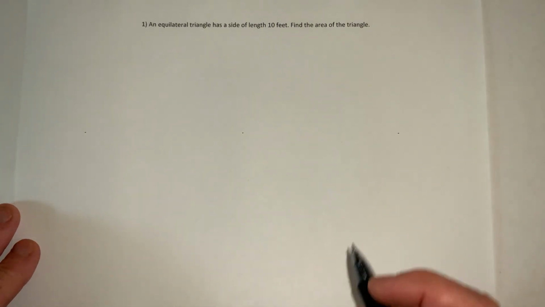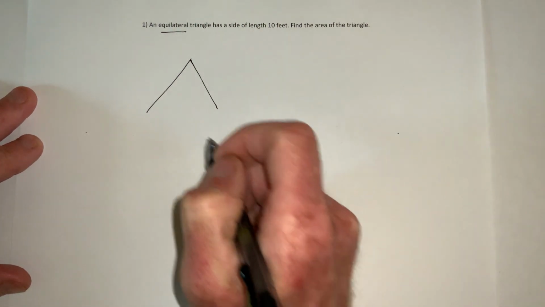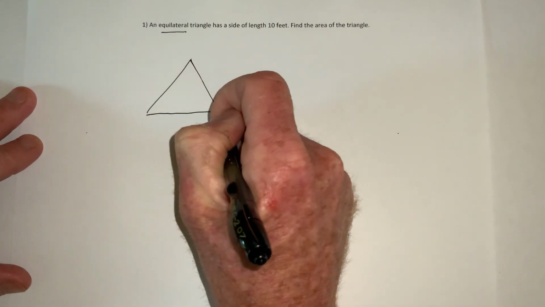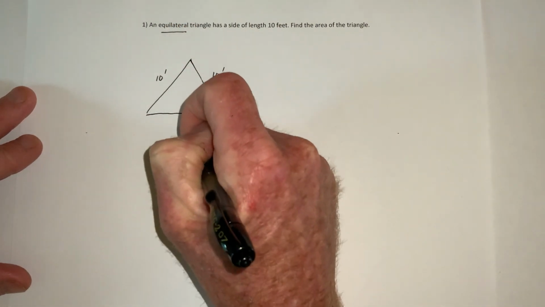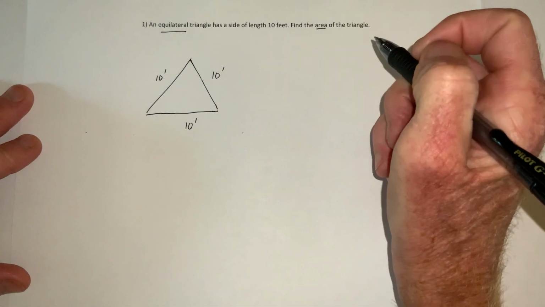So let's get started. With this one, there's an equilateral triangle. So that means that all of the sides are the same. And in this case, they're all 10 feet. Now, find the area of that triangle.